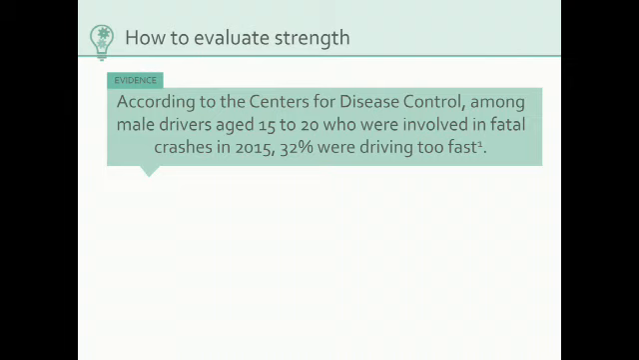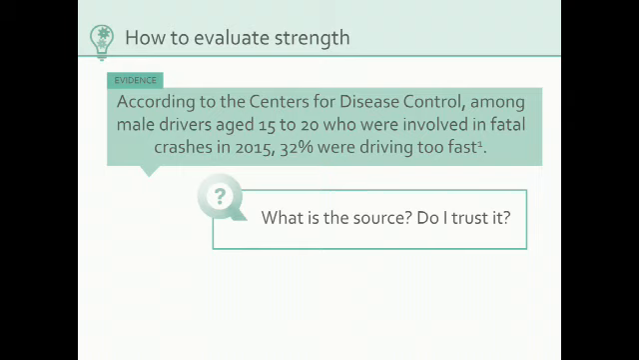Here is an example. Let's say a speaker gives some evidence to support the claim that teenagers drive too fast. The evidence is, according to the Centers for Disease Control, among male drivers aged 15 to 20 who were involved in fatal crashes in 2015, 32% were driving too fast. First, ask, what is the source for this evidence? In this case, the speaker tells you it is the Centers for Disease Control. You know the Centers for Disease Control is a government agency that does research. You trust it.